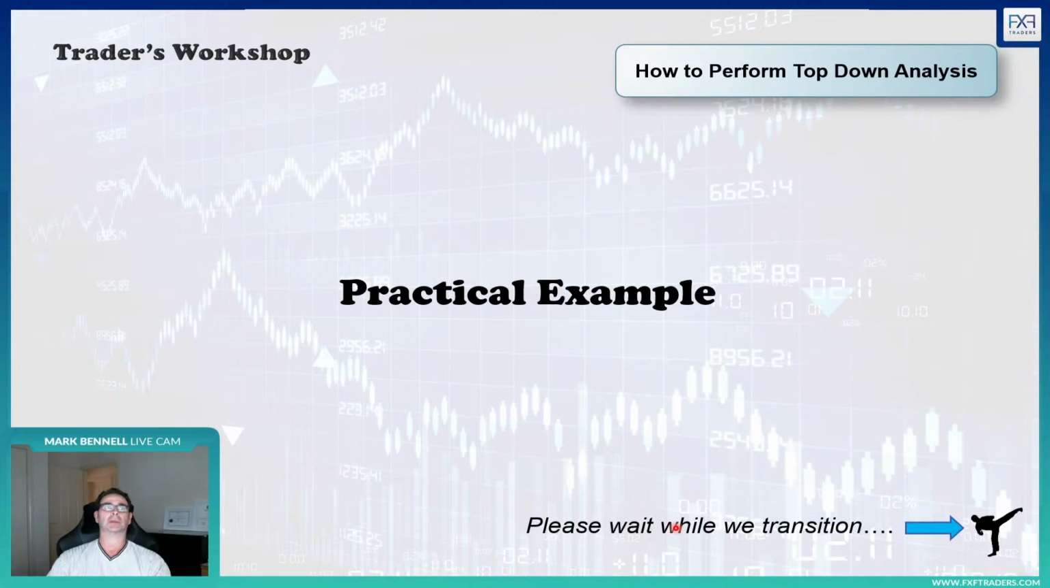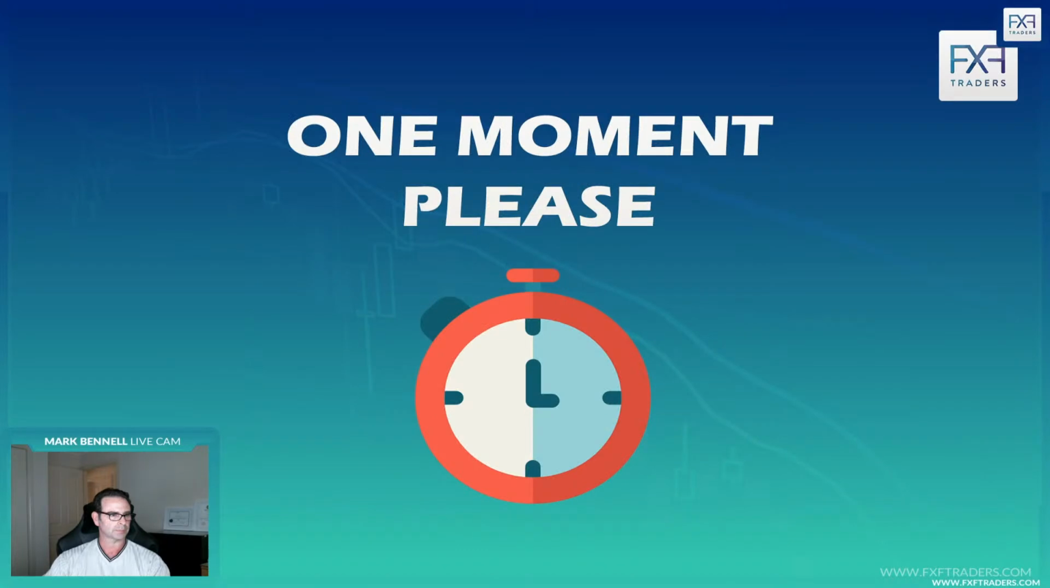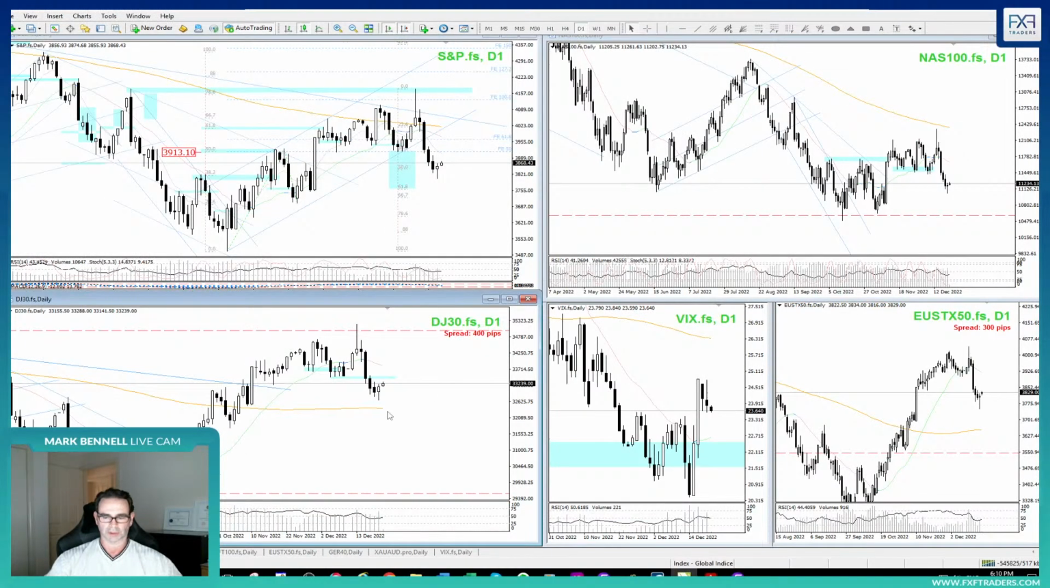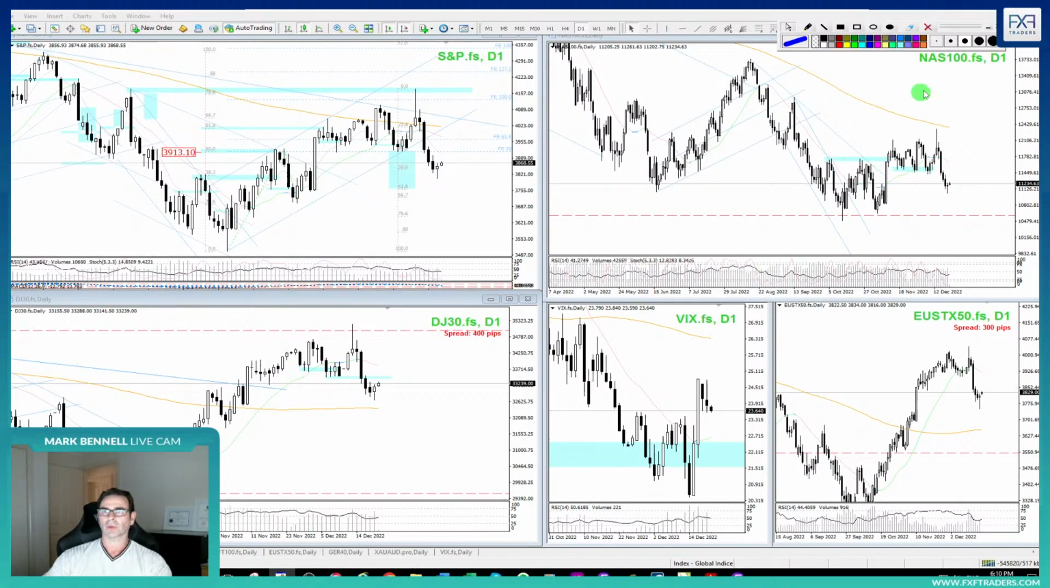So let's have a look at some practical examples. What we'll do is we'll go through the watch list for today, but in particular, we'll try and pull this apart a little bit more so we can drill down a little bit further. So, all right, let's jump in. Just bear with me while we transition over, folks. Won't be a moment. Alrighty, so do our macro first, of course. So it is an analysis stream as well.